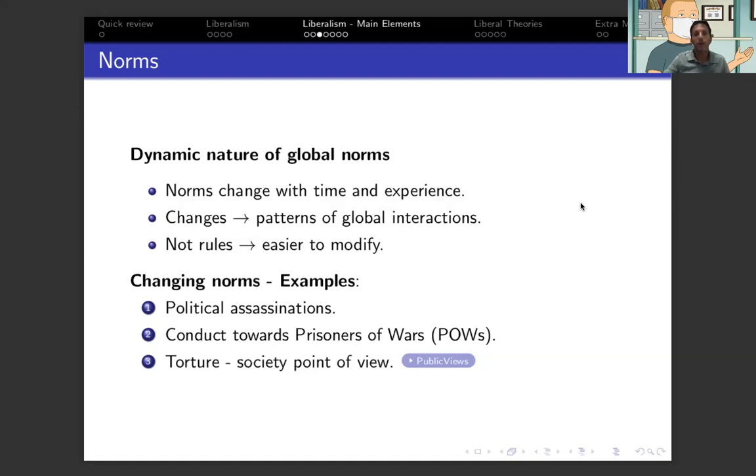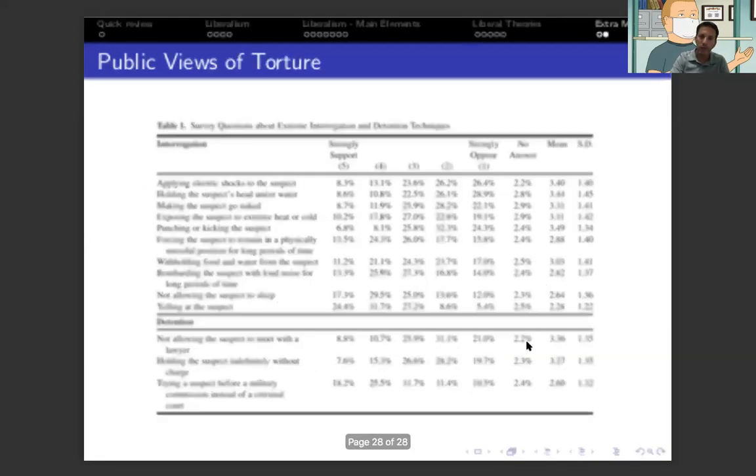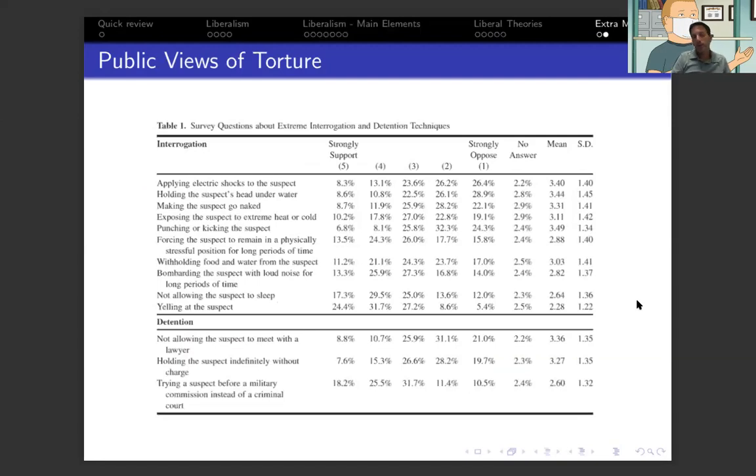I want to expand a little bit on that by showing you some results from a survey that was conducted a couple of years ago as part of a research. What you see here is survey questions on public support for different interrogation and detention techniques. Overall, without going into the details of this specific study, and I'll give you some context in a second, we see that the vast majority of people oppose harsh interrogation tactics, which include on some level torture, because holding the suspect's head underwater is torture on some level.